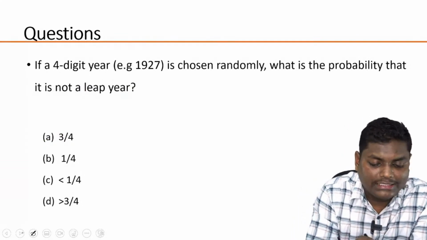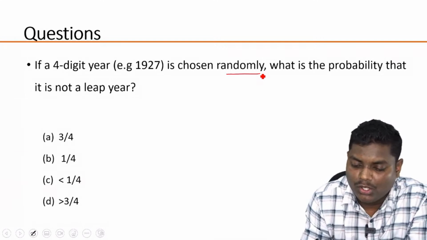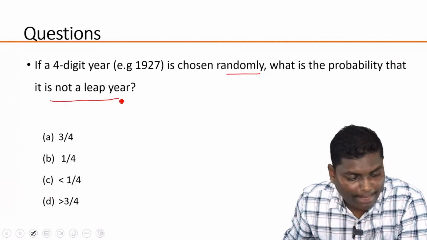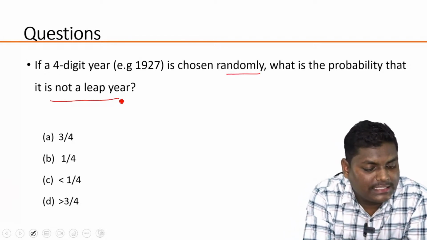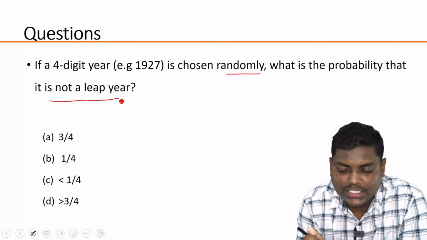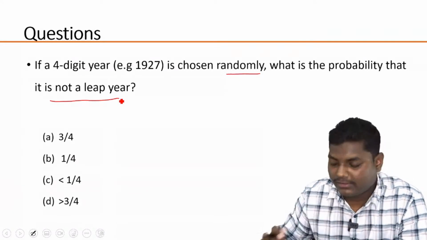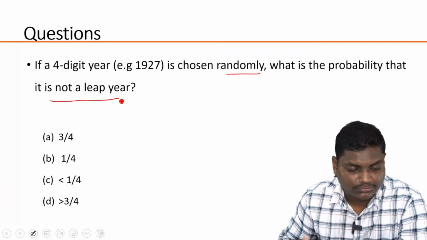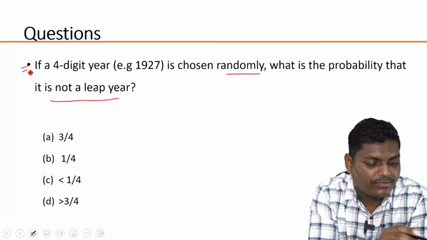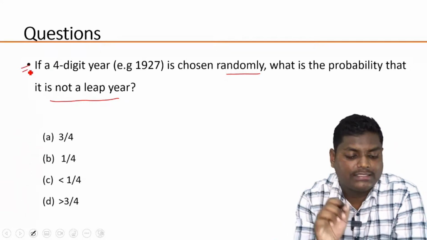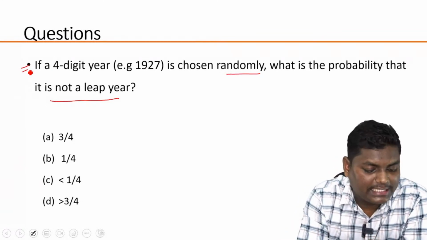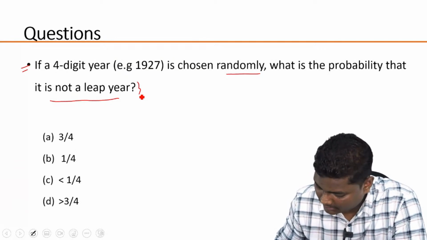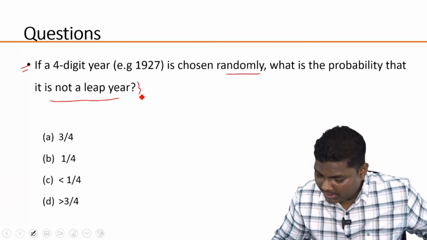If a 4-digit year is chosen randomly, what is the probability that it is not a leap year? Try this question out. That it is not a leap year. This is a very interesting question. If a 4-digit year is chosen randomly, what is the probability that it is not a leap year?